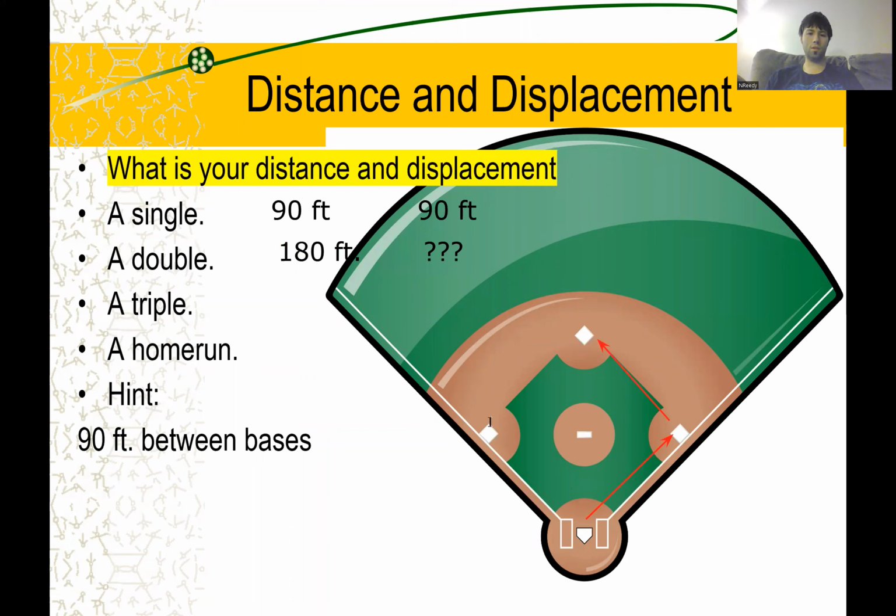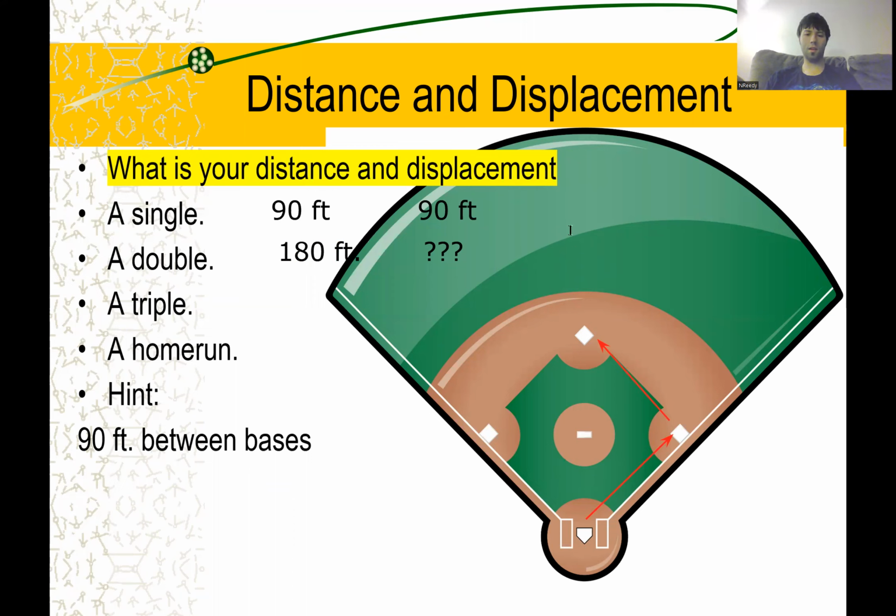A double, you're traveling to the first and second base. So the distance is 180 feet because you had 90 feet plus 90 feet, that's 180. But then the distance between home plate and second base is a little bit harder. You need a little trigonometry there. I'm not going to give that away in case you want to attempt the bonus problem. The displacement for a double would be the distance between home plate and second base.